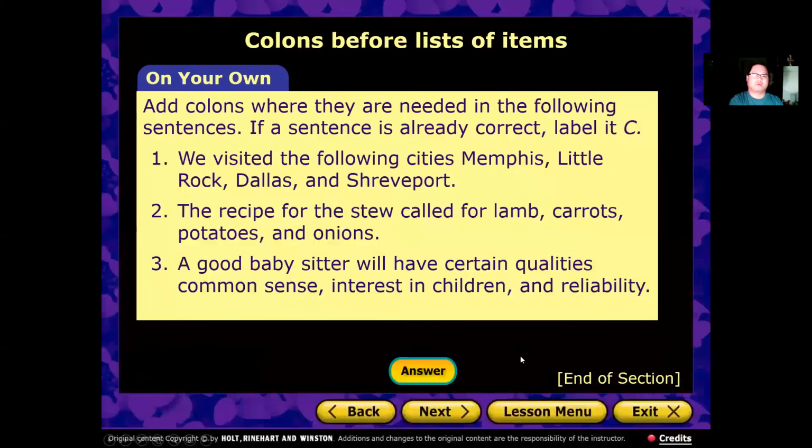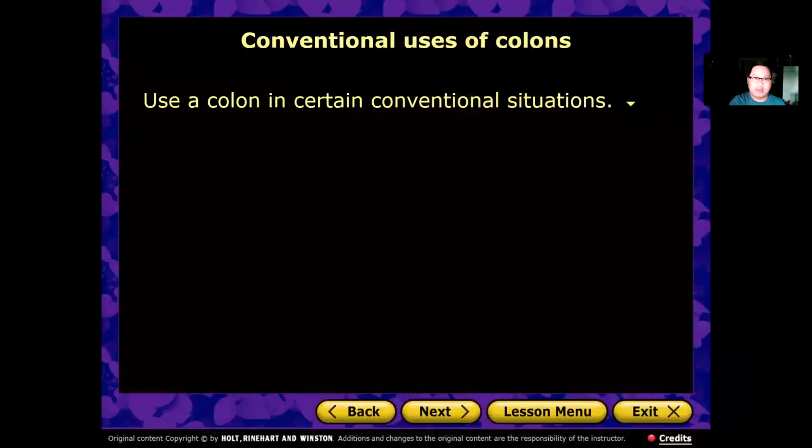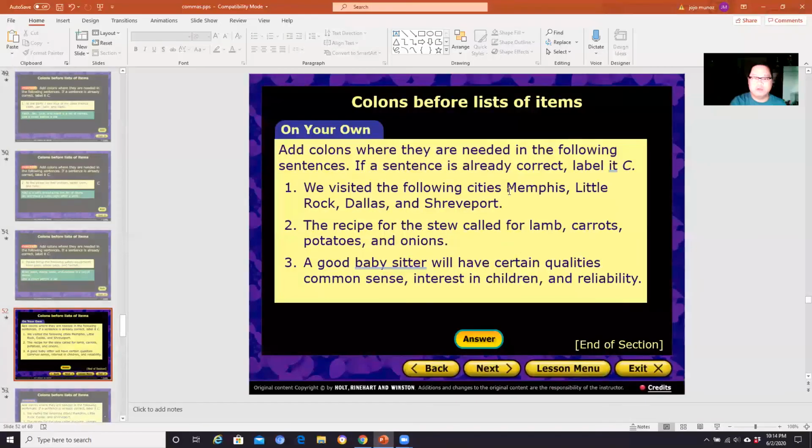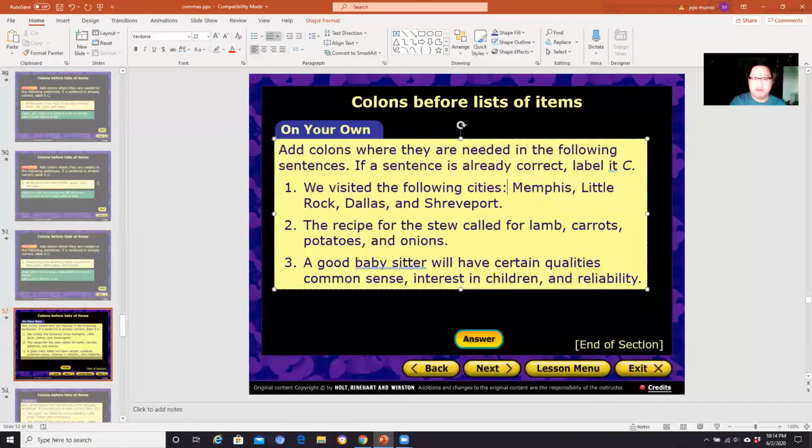Okay. Now, let's try this. Label it, see if it's correct. Okay, if it's not, then put the necessary colon. We visited the following cities: Memphis, Little Rock, Dallas, and Shreveport. So we are enumerating cities. We have the word "following." So we're going to place, okay, hold on. Let me go back, sorry. So we're going to put a colon here.